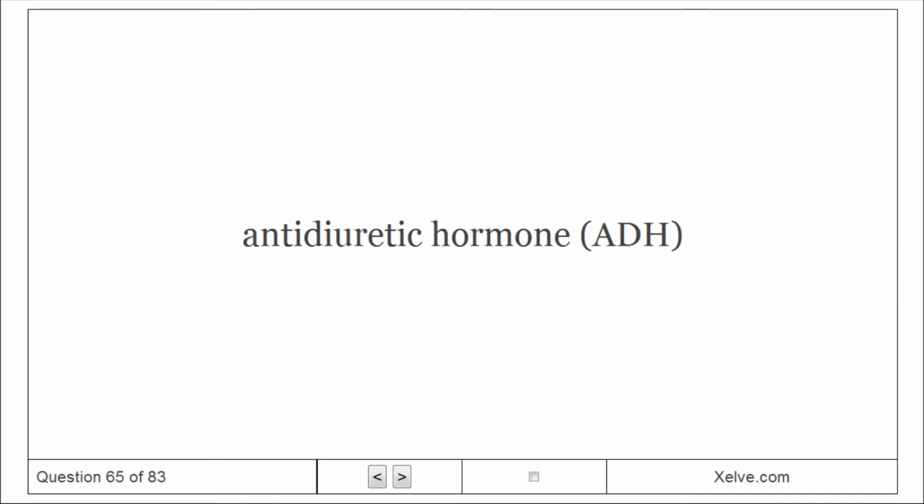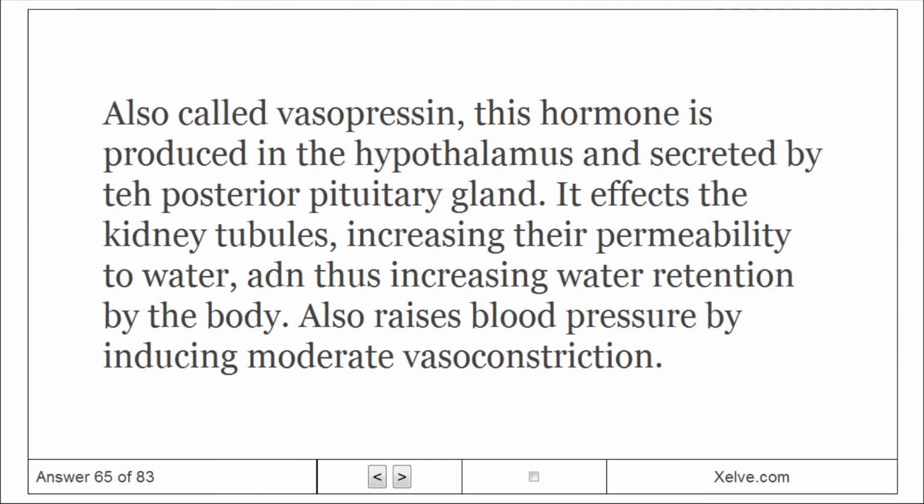Antidiuretic hormone. Also called vasopressin, this hormone is produced in the hypothalamus and secreted by the posterior pituitary gland. It affects the kidney tubules, increasing their permeability to water, and thus increasing water retention by the body. Also raises blood pressure by inducing moderate vasoconstriction.